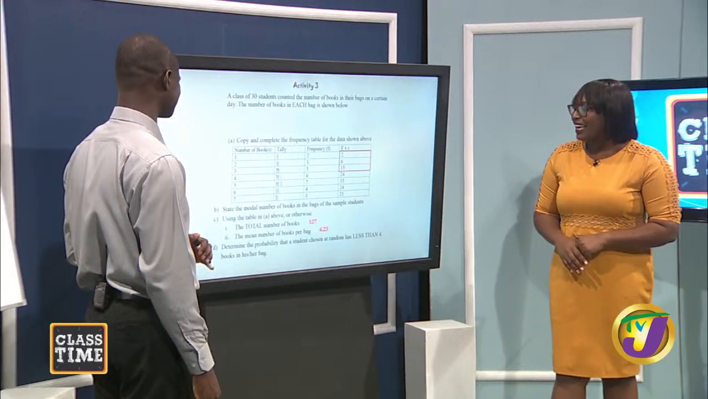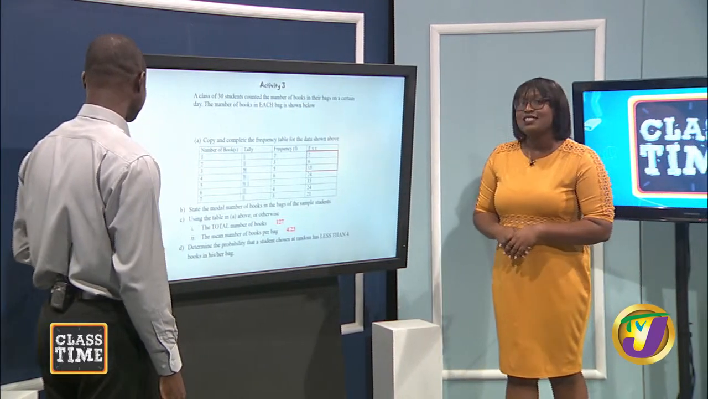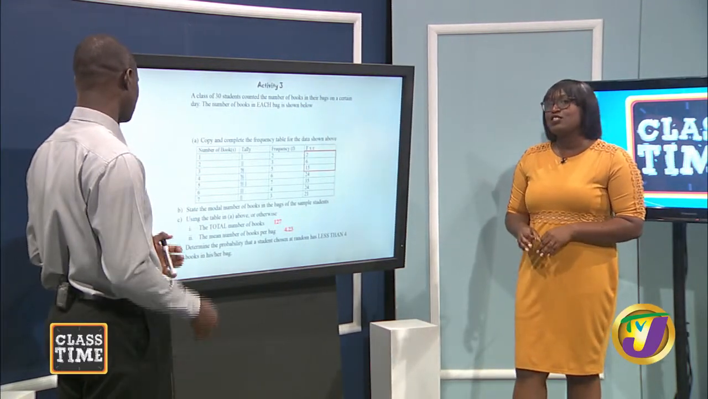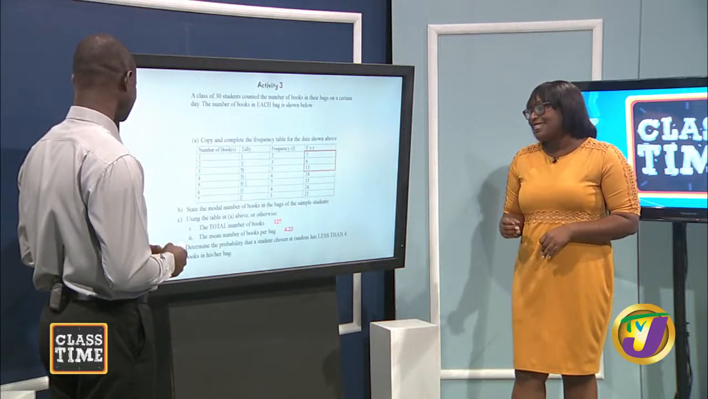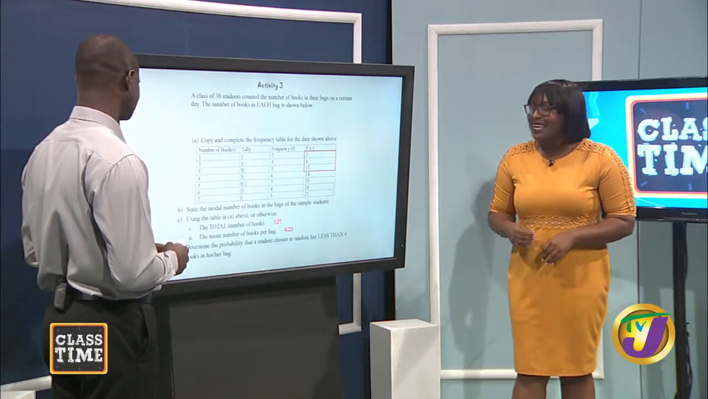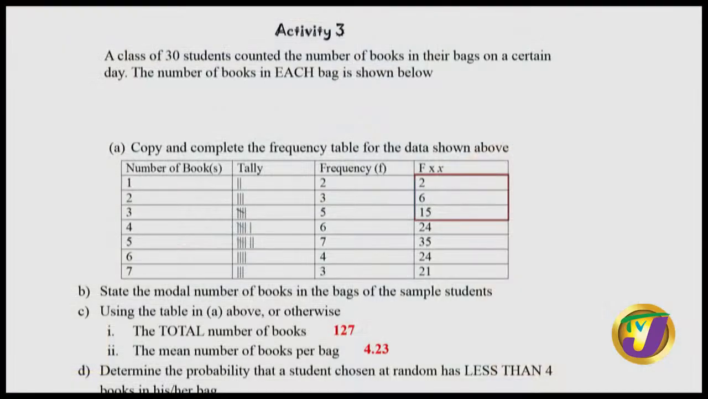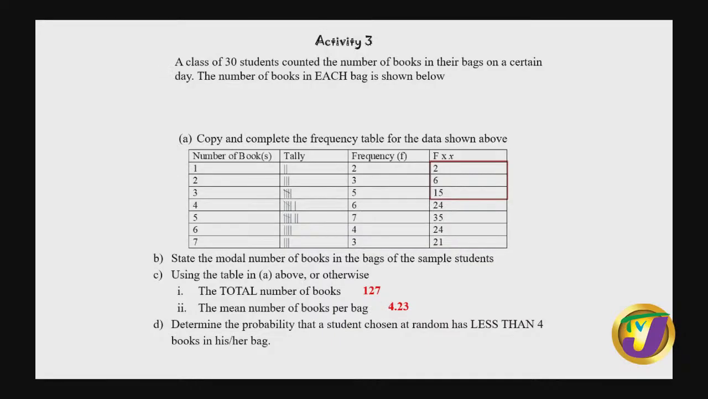All right, the very last question says, determine the probability that a student chosen at random has less than 4 books in his or her bag. Now the question is getting really interesting. Probability is simply a chance, a possibility. How possible is it? If I pick any student in this class of 30 at random, I want to know the chances of getting a student with less than 4 books in their bag.